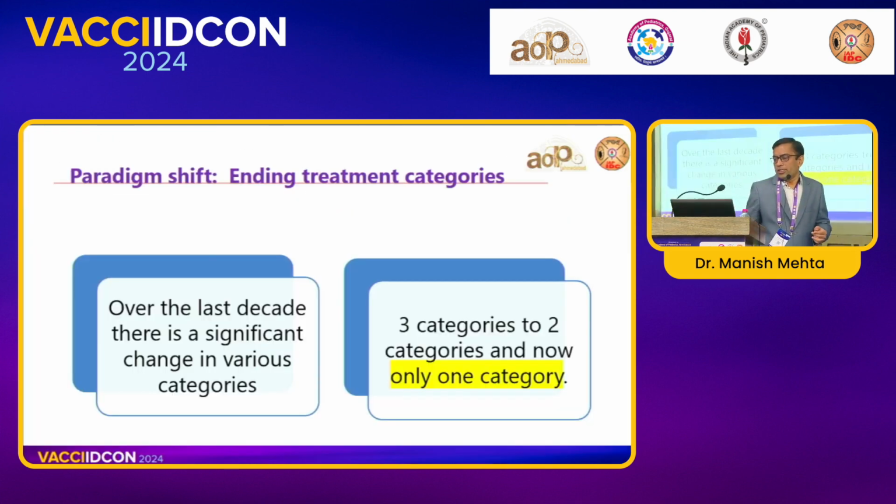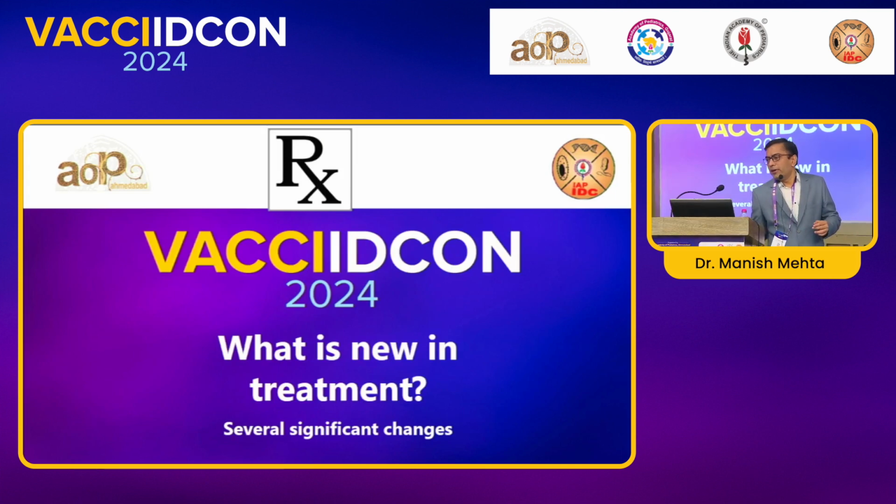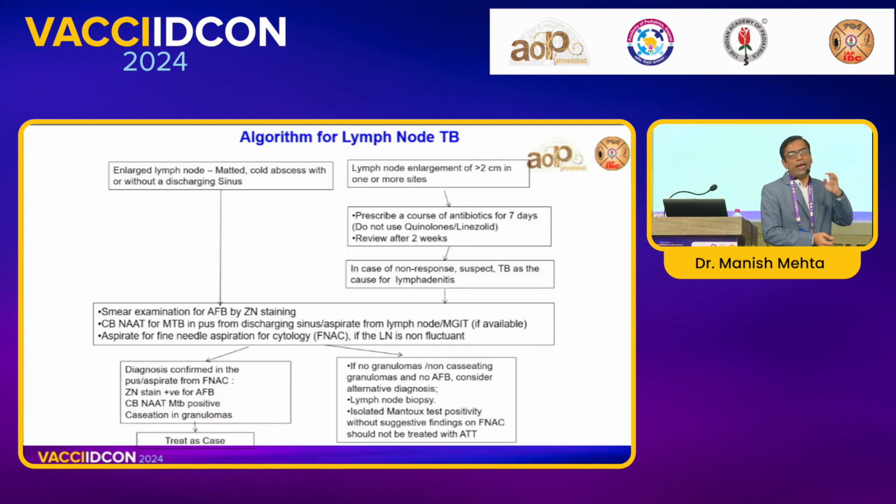So lymph node tuberculosis. This is very common that we see in our day-to-day practice. So if a child comes with a lymphadenopathy.